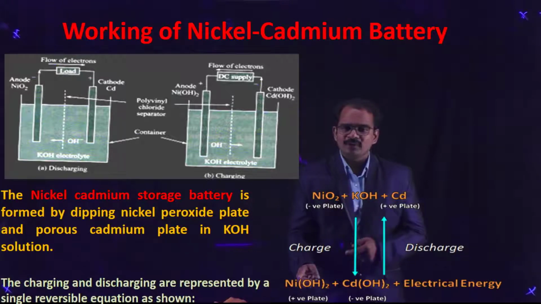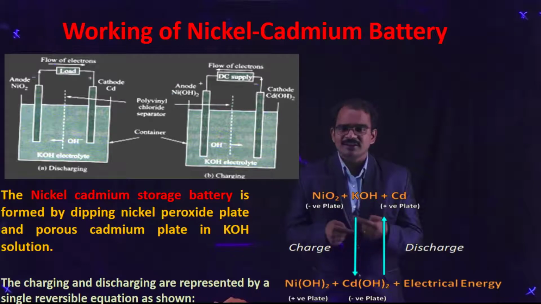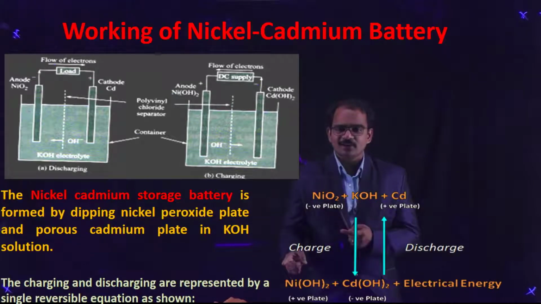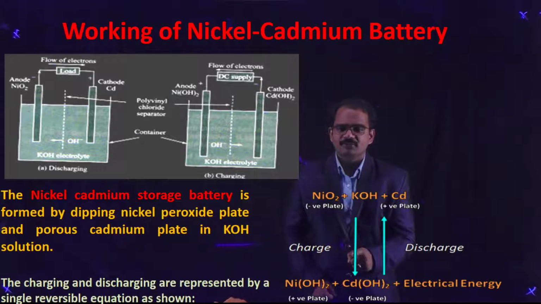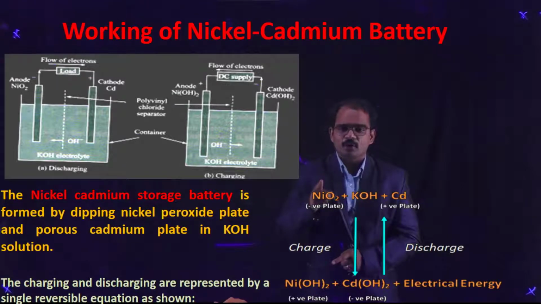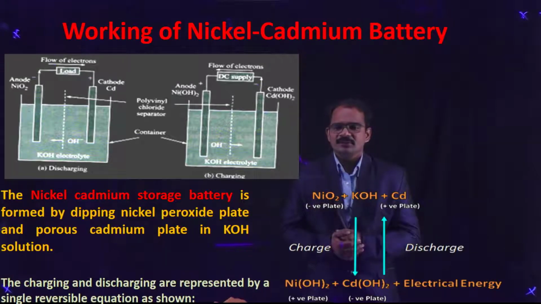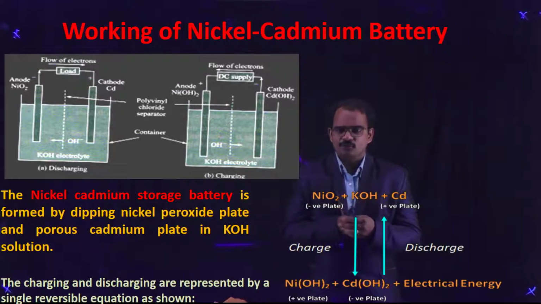Now, when the load requires the energy, we need to discharge this stored energy. The reaction will reverse during the discharging process. Nickel hydroxide at the positive plate will again be converted into nickel oxide, and the cadmium hydroxide at the negative plate will again be converted into cadmium, and in this way the chemical reaction reverses to supply the electrical energy to the load.